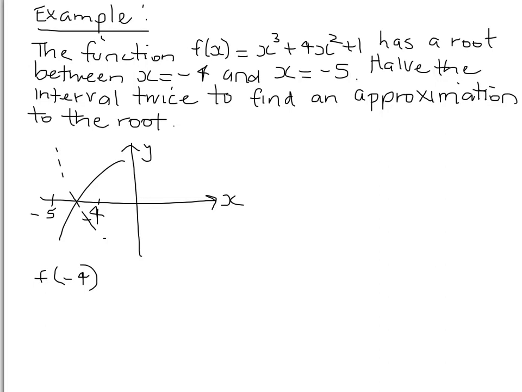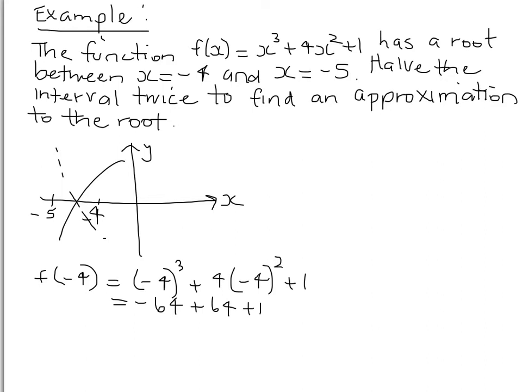So just to check that, f of minus 4 is minus 4 cubed plus 4 times minus 4 squared plus 1. So we need to know the sign of the endpoints, because in a minute we're going to halve it and we're going to see which half it's in. Is it between minus 4.5 and minus 4, or minus 4.5 and minus 5? So if I work that out, that's minus 64 plus 64 plus 1. So the answer to that's 1, which is bigger than 0, it's positive.